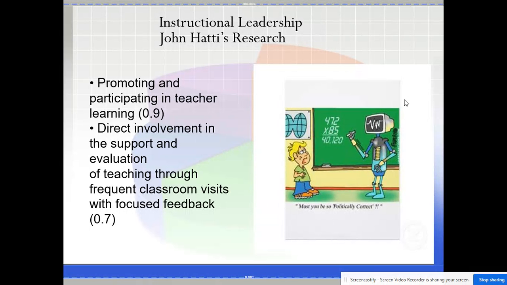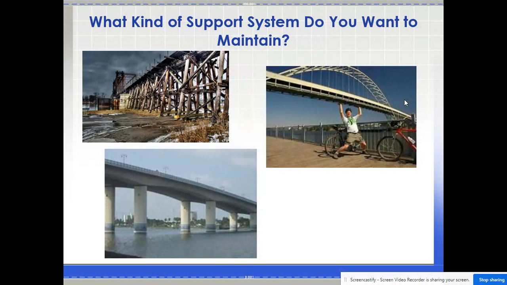If you're not familiar with John Hattie, he does mega research. He doesn't just take one school or one district or one state or one country. His research is global. So it's a very reliable data source when we look at what he posts.